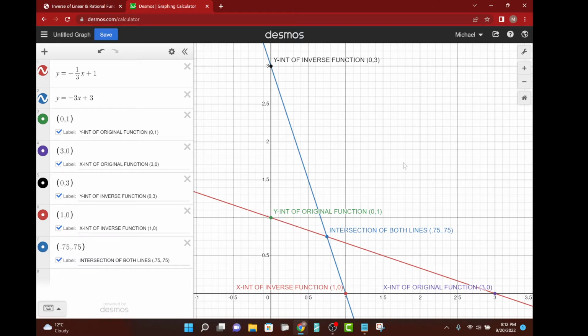So the y-intercept of the original function, 0, 1, corresponds to the x-intercept of the inverse function, 1, 0. And the y-intercept of the inverse function, 0, 3, corresponds to the x-intercept of the original function, 3, 0.